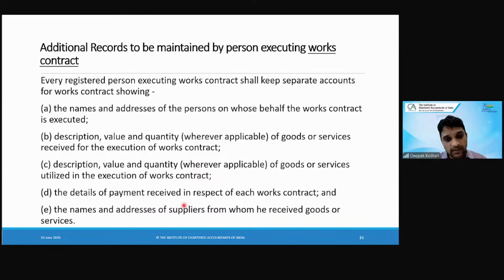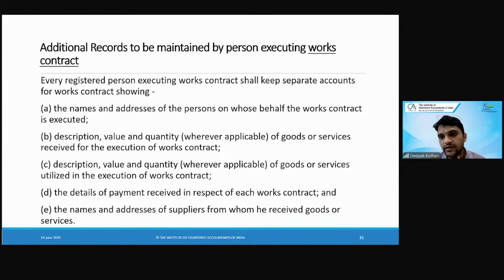Then the details of payment received in respect of each of the works contract. Like you have raised a bill of supply, raised a bill of material, raised an invoice, and what amount you have received, or if some amount has come in advance, then the records of that also. Then name and address of the suppliers from whom you have received the goods. All of this details has to be maintained.